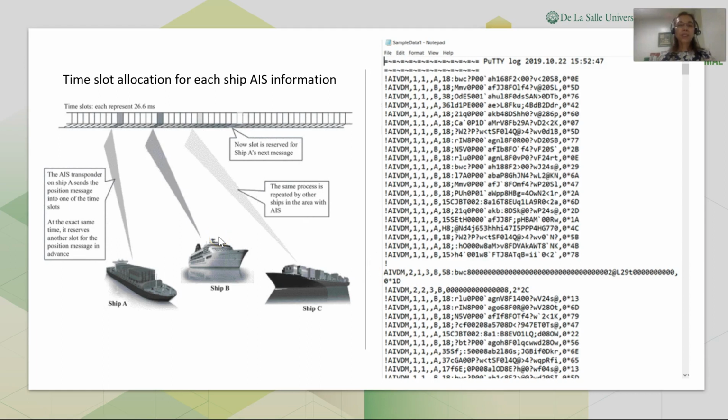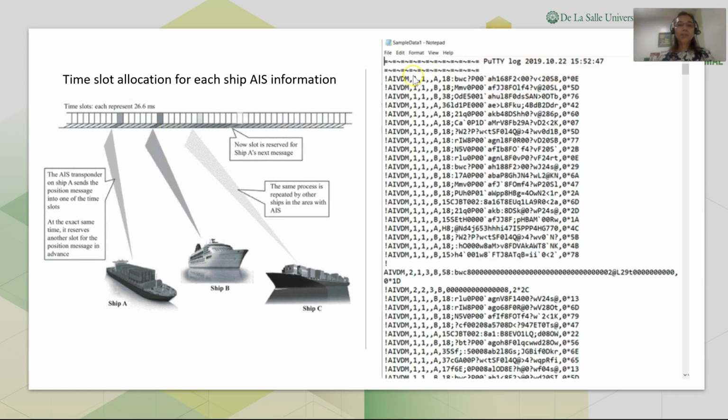Now, how does the ship send information so that they will not collide? There's a specific standard for that. It is actually using TDM, or time division multiplexing. Okay, and the idea is that they will be selecting a certain slot, and once they already have selected the slot, they are the only ones who can send in that slot. So a typical time slot is around 26.6 milliseconds. And once they already have sent the information needed, the other ships will come in. Okay, so that's the idea.